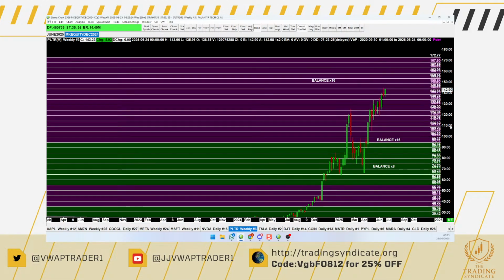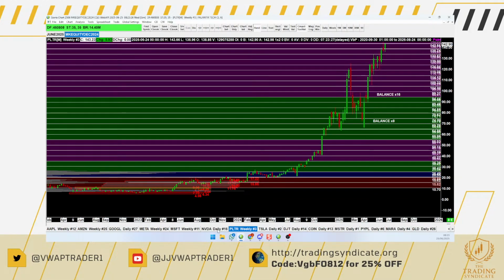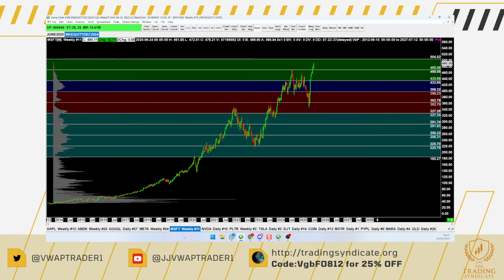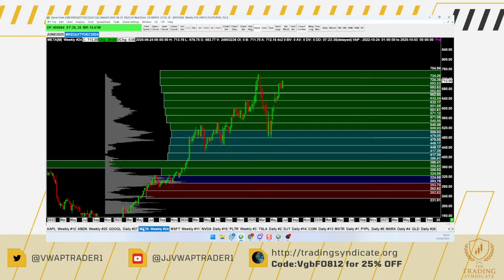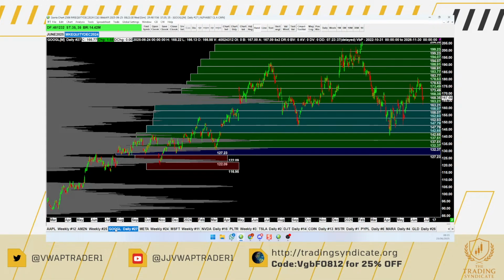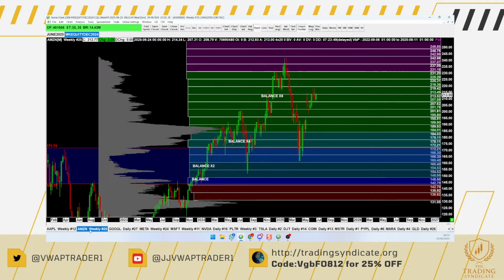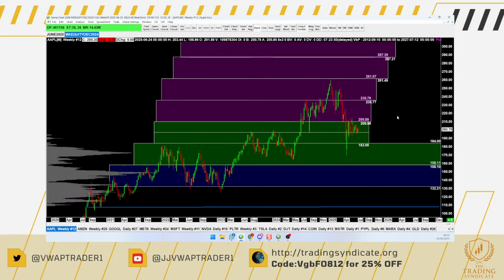It's a monster. Happy for those who are long it. Microsoft, we're heading for 504. Meta looking for 724. Google, I don't ever pay attention to this stock. It's just kind of in balance. Amazon the same. And Crab Apple, I don't know what's going on with Apple.